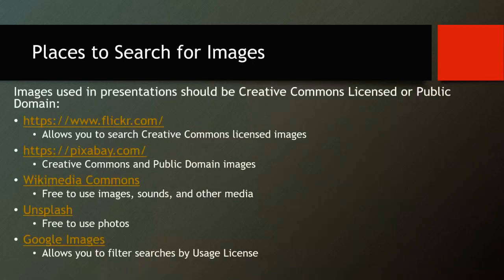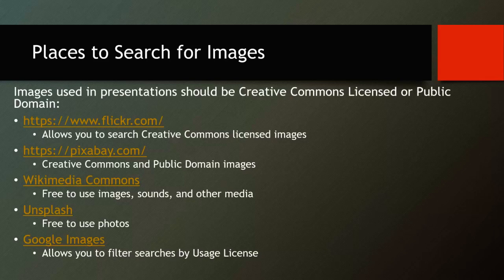Now, there are a number of places to search for openly licensed images on the web. Whether they are Creative Commons or public domain, I have put together a list of websites that you can use to find these open images. Flickr, a popular photo sharing site, has a whole section of Creative Commons licensed images. Pixabay is a site offering only public domain or Creative Commons images. Wikimedia Commons, which was mentioned in the Creative Commons video we watched a moment ago, has all kinds of Creative Commons licensed works, not just images.